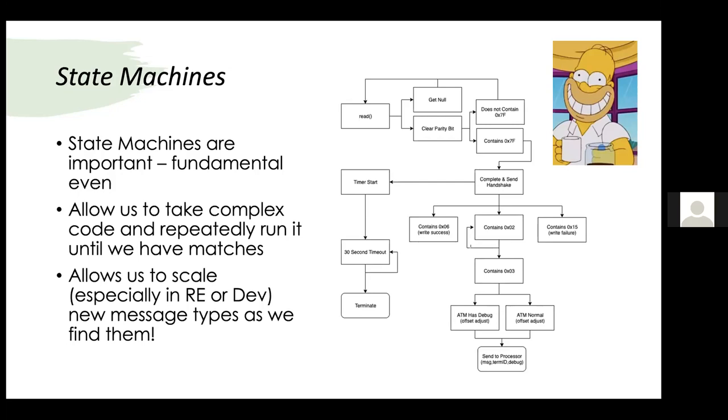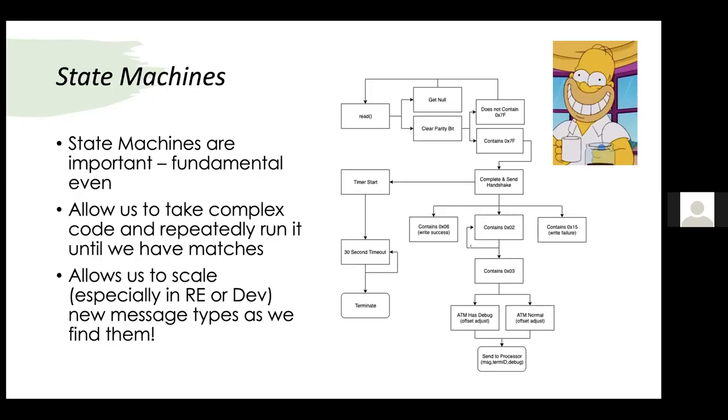The flowchart on the right is the state machine for the ATM handler. It starts with reading in bytes. If it gets a byte, it tries to see if it's null or parity bit. If it is not containing an invalid character, it goes past the sequence, starts a timer, which tells us how long we have till the ATM is timed out, and tries to check all the way down to see if the ATM can handle the message and we can handle the message.